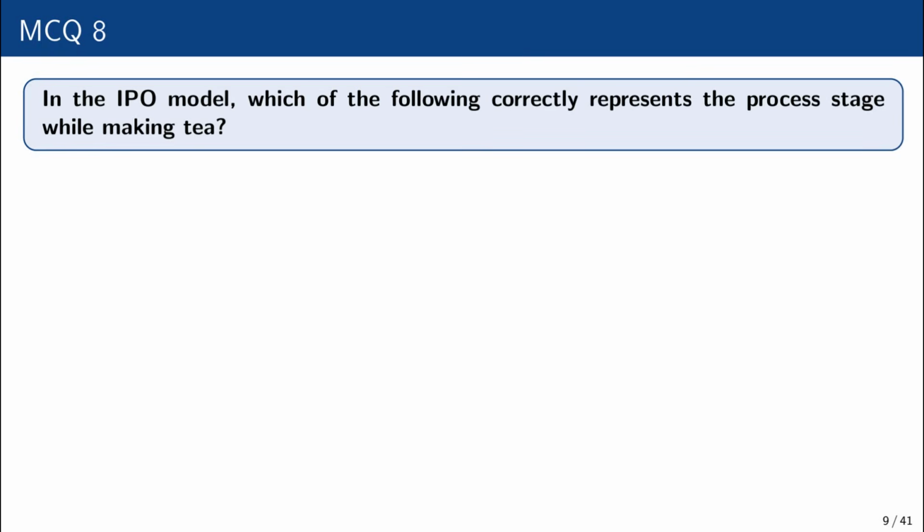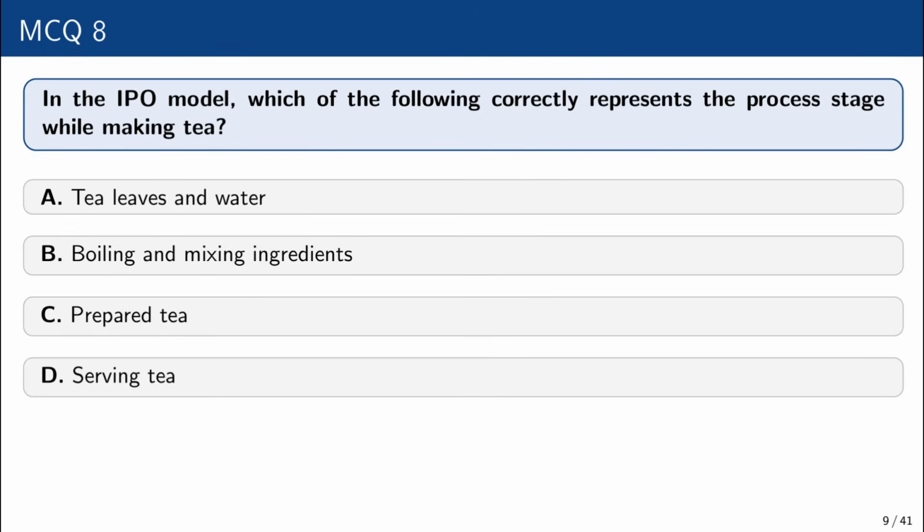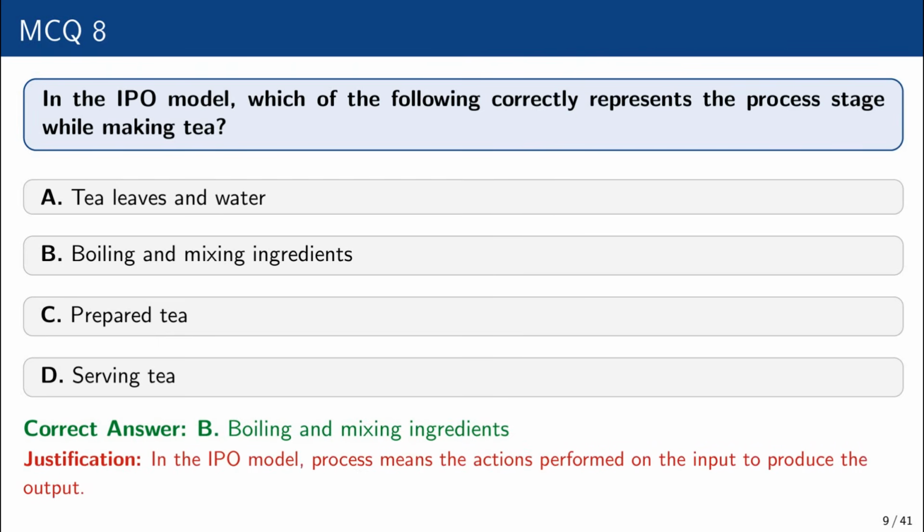Question number 8. In the IPO model, which of the following correctly represents the process stage while making tea? Tea leaves and water, boiling and mixing ingredients, prepared tea, serving tea. The correct option is boiling and mixing ingredients, because in the IPO model, process means the action performed on the input to produce the output.